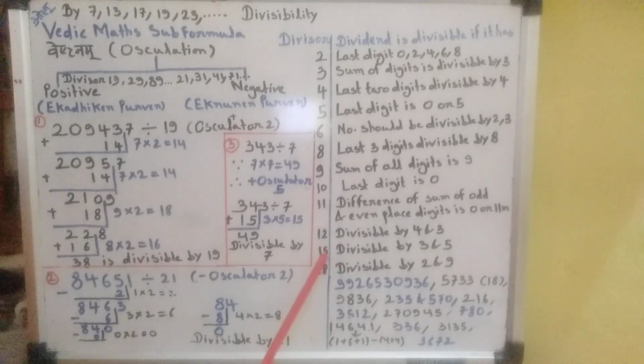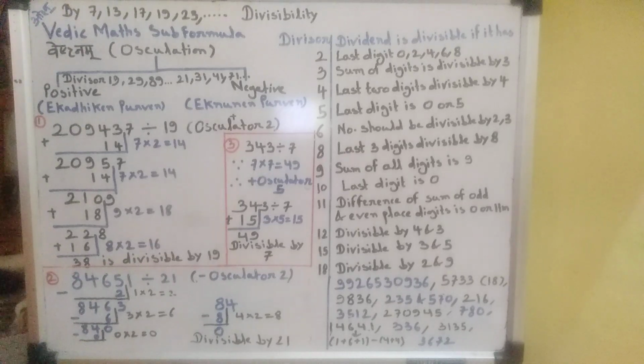To check whether a number is divisible by 15, as 15 is the product of two prime numbers 3 and 5, 3 into 5 is 15, whenever a number is divisible by 3 and 5 both, then the whole number is divisible by 15 also. For example, 3135. Here we see the sum of digits: 3 plus 1 is 4, 4 plus 3 is 7, 7 plus 5 is 12. 12 is divisible by 3. And also the last digit, or unit place digit, is 5. So this number is divisible by 5 also. So 3135 is divisible by 15.